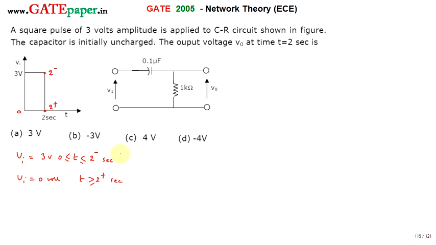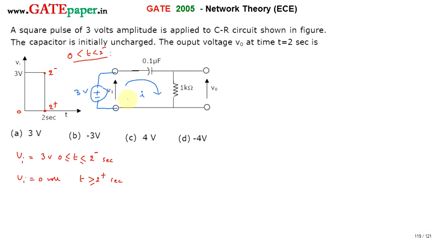Now, during 0 to 2 minus seconds, you are applying a constant voltage of 3 volts to this circuit. Whenever you apply a voltage to this RC circuit, the capacitor gets charged. So during 0 to 2 minus, you are applying the voltage of 3 volts, and as you apply 3 volts, current flows in this direction.